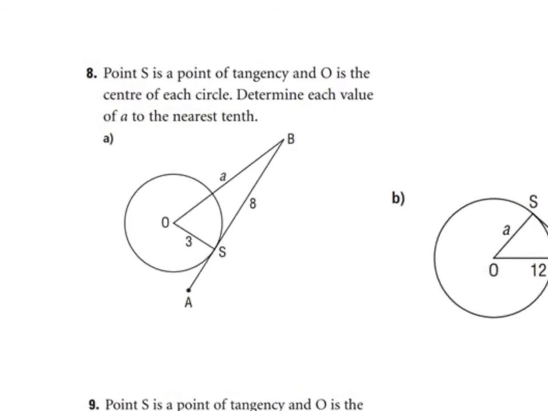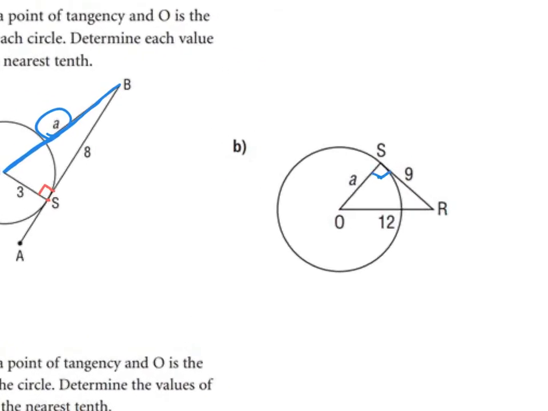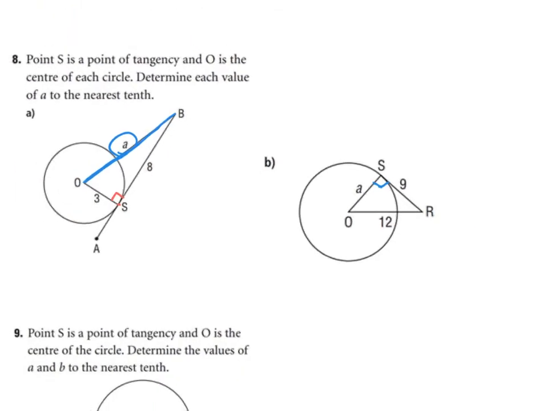8A is not too complicated. S is a point of tangency, so there's my point of tangency. O is the center. So the first thing I'm going to do is draw in my right angle, determine the value of A. So I'm trying to find this missing side. Well, I have a right triangle, I have a missing side. Use Pythagorean theorem to find your hypotenuse. I'm going to leave that for you guys. You can do the math there. Same thing with B. Your right angle is there. Use Pythagorean theorem.